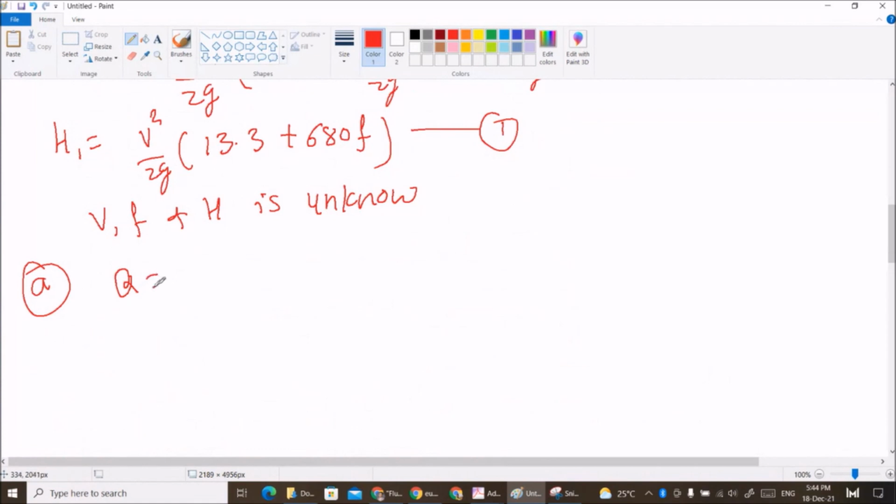It is asked to find out Q, which means we need velocity. To find out velocity we need H, so H is given as 10. Then we need F. So we need V and F, and V and F are unknown. So we can't solve this equation directly. So we need to use the Moody chart.